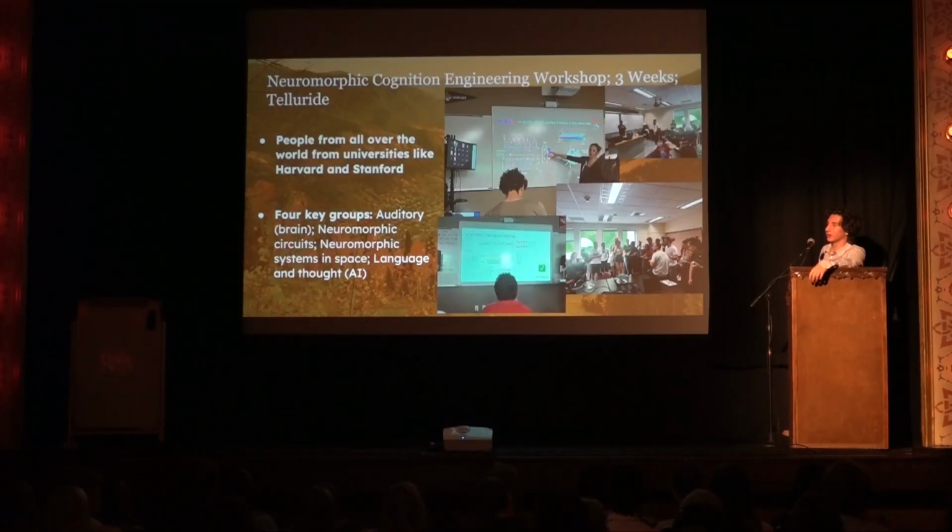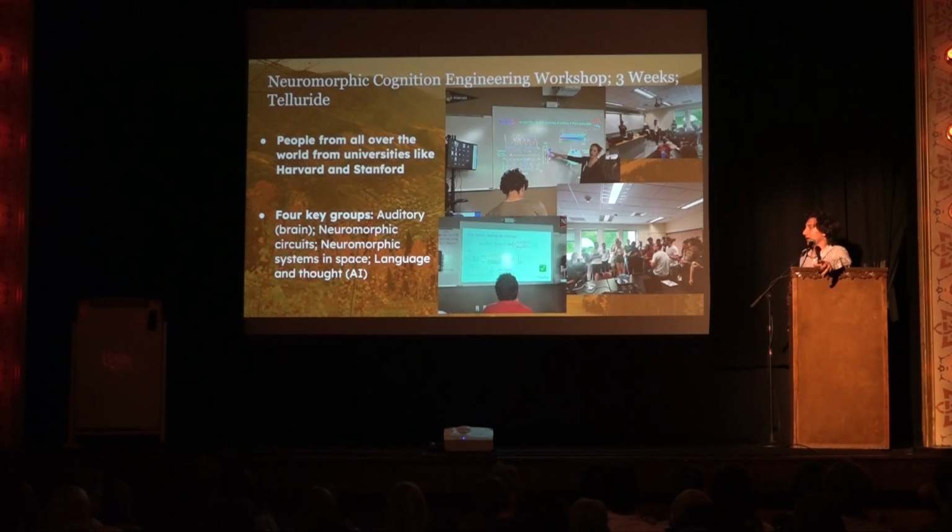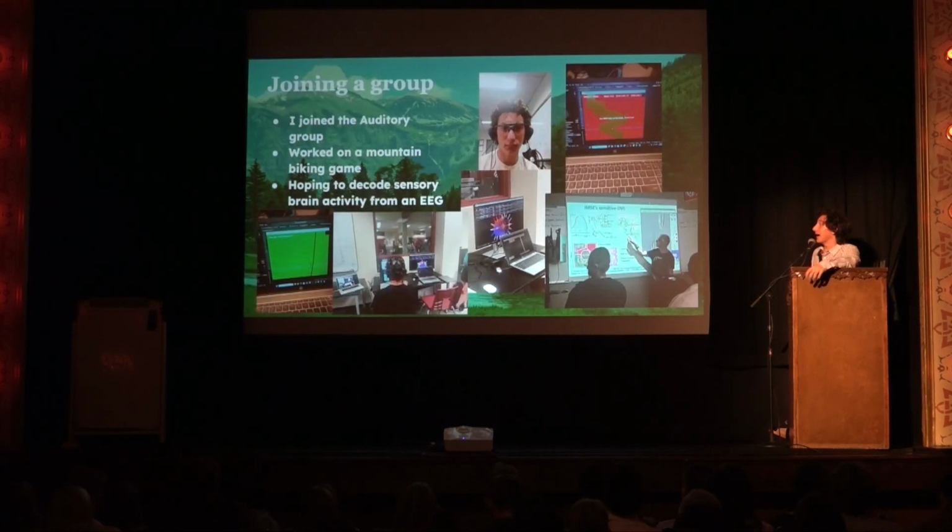There were 4 key groups during this workshop. There was an auditory group, there was a neuromorphic circuits group, there was a brain group, and then there was an AI group, and also an integrations and space group. I had to decide which group I wanted to join, and within each group there were subgroups, and at the end of the workshop you had to present on what innovations you made, what project you did.